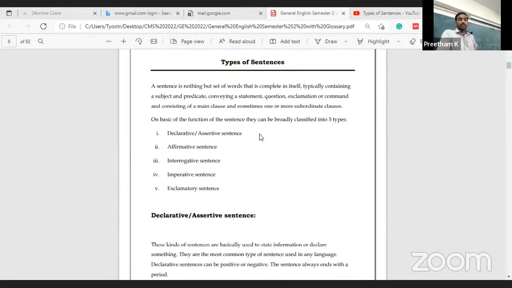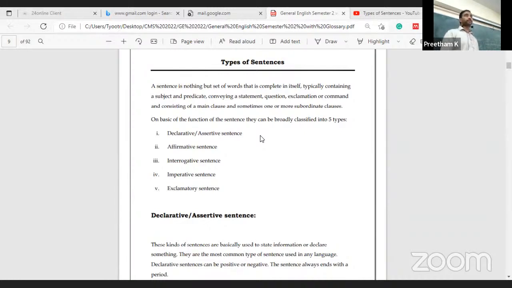A sentence is nothing but a set of words that is complete in itself. When can you call it a sentence? It should be complete in itself, meaning it should have a complete meaning. A random group of words doesn't make a sentence. It should have a complete meaning, typically containing a subject and a predicate. Predicate here refers to an object. Conveying a statement, question, exclamation, or command, and consisting of a main clause and sometimes one or more subordinate clauses.